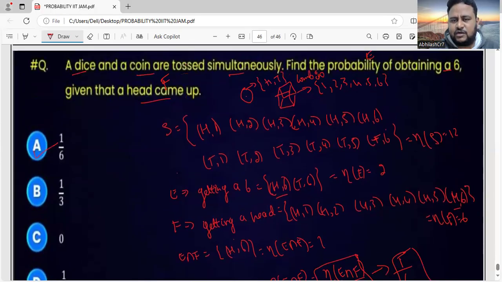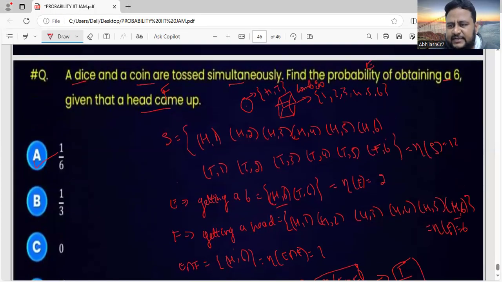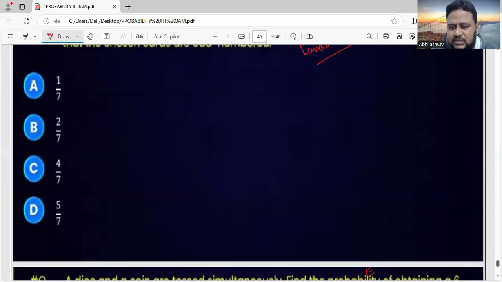First of all, we have to find the probability of getting a 6 given that a head has come up, which means we have to combine the sample space of both dice and coin. In coin, what is the sample space? Head, tail. In dice, what is the sample space? 1, 2, 3, 4, 5, 6. If you combine that, this is the sample space we get. Based on that, using conditional probability, if we solve, this is the answer we get.